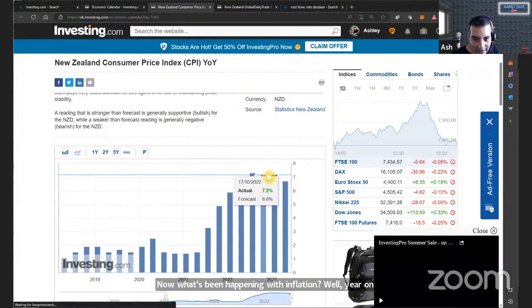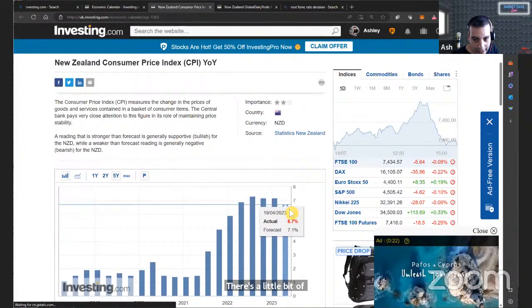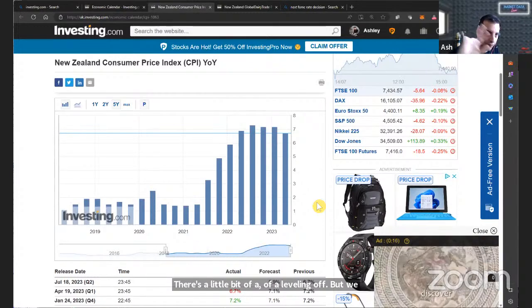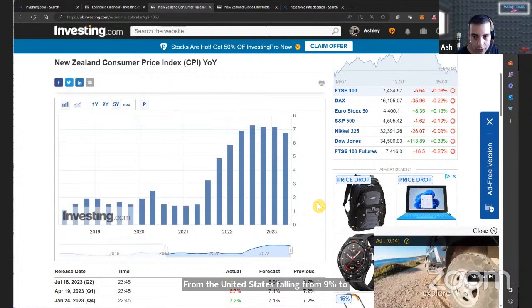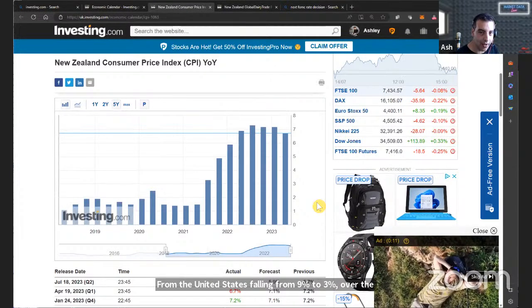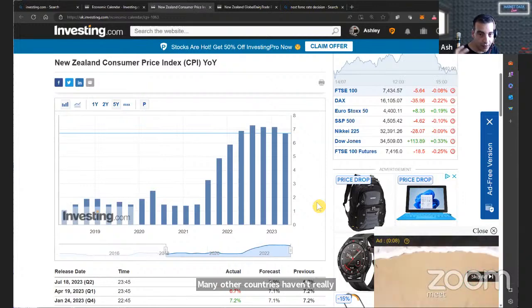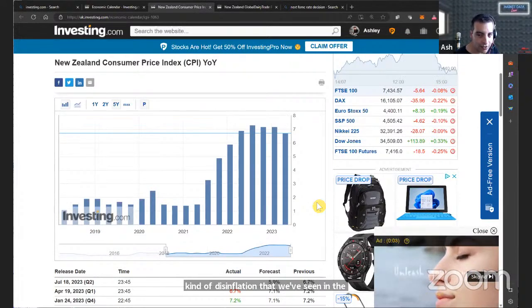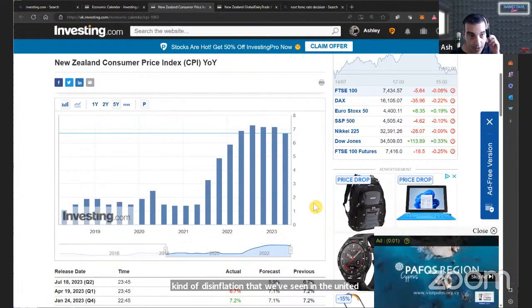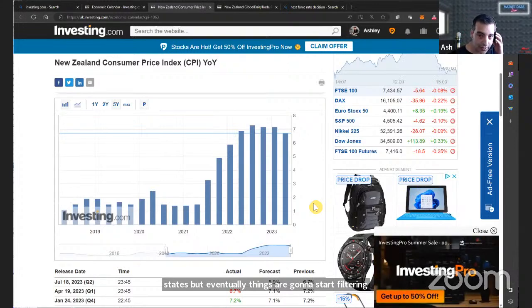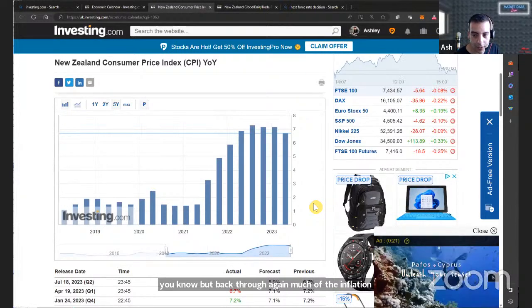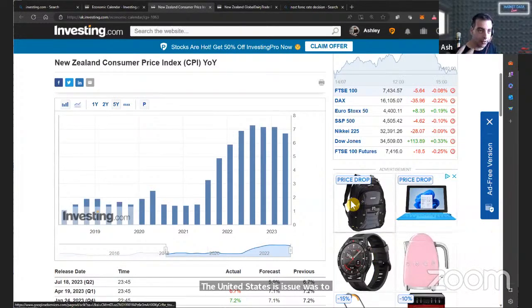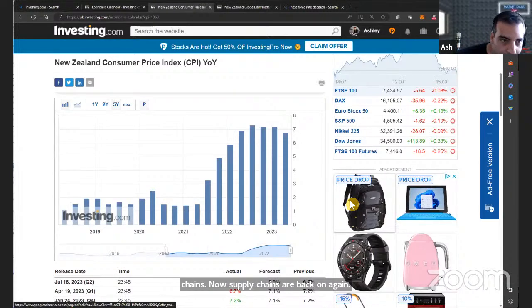there's a little bit of a leveling off, but we have seen some significant numbers from the United States falling from 9% to 3% over the course of the last 12 months. Many other countries haven't really enjoyed the same kind of disinflation that we've seen in the United States, but eventually things are going to start filtering back through again. Much of the inflation that was created from the United States' issue was to do with the supply chains. Now supply chains are back on again, so inflation should start to calm down purely because of supply chains.